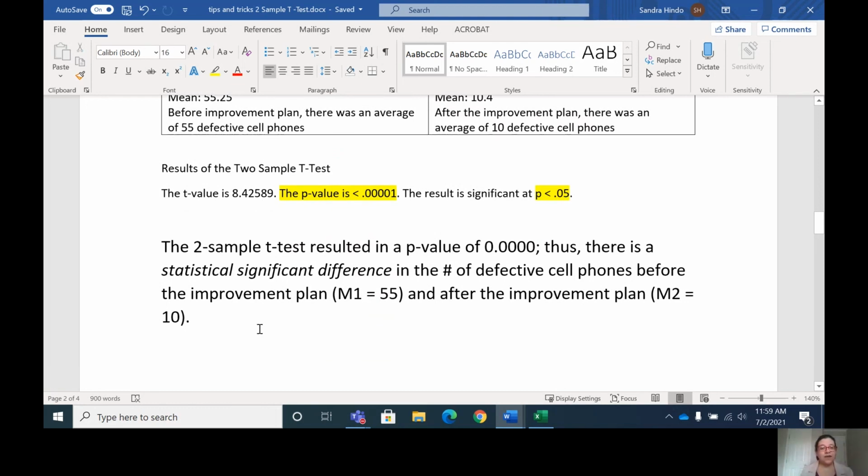The Two-sample T-test resulted in a p-value of 0. Thus, there is a statistically significant difference in the number of defective cell phones before the improvement plan, M1 equals 55, and after the improvement plan, M2 equals 10.